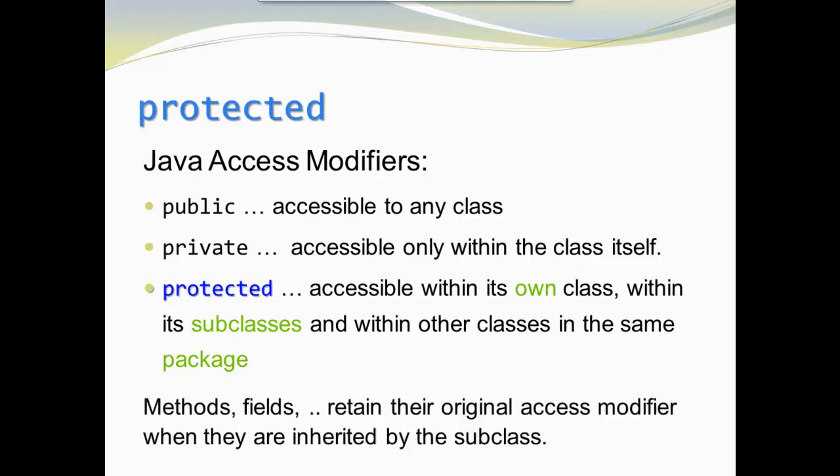Just to be clear, I want to point out that class members, like methods and fields, retain their original access modifier when they are inherited. That means if a subclass inherits a method and it used to be public in the superclass, it is still public in the subclass. If it used to be protected in a superclass, it is still protected in the subclass. If it used to be private in the superclass, it won't be accessible in the subclass.